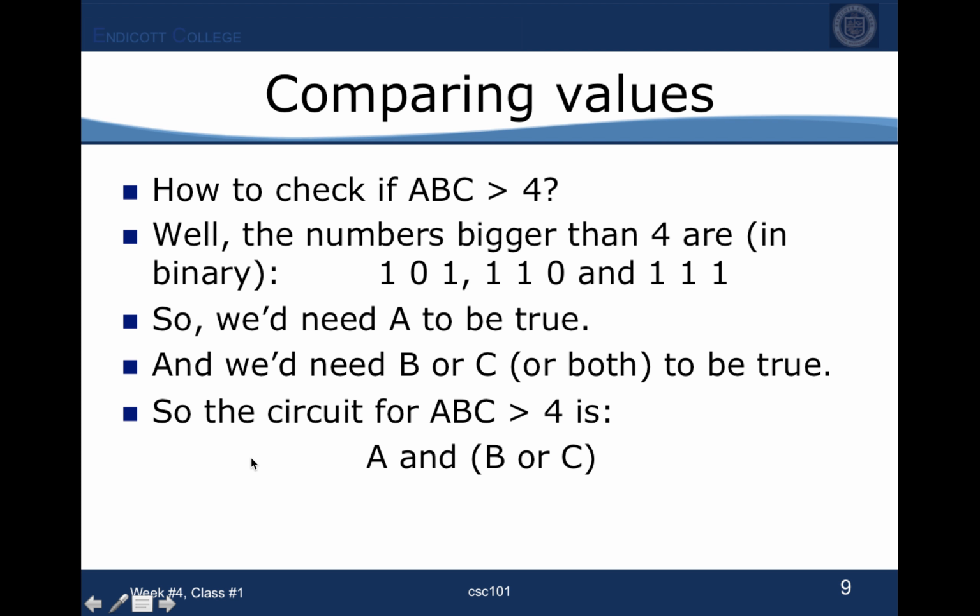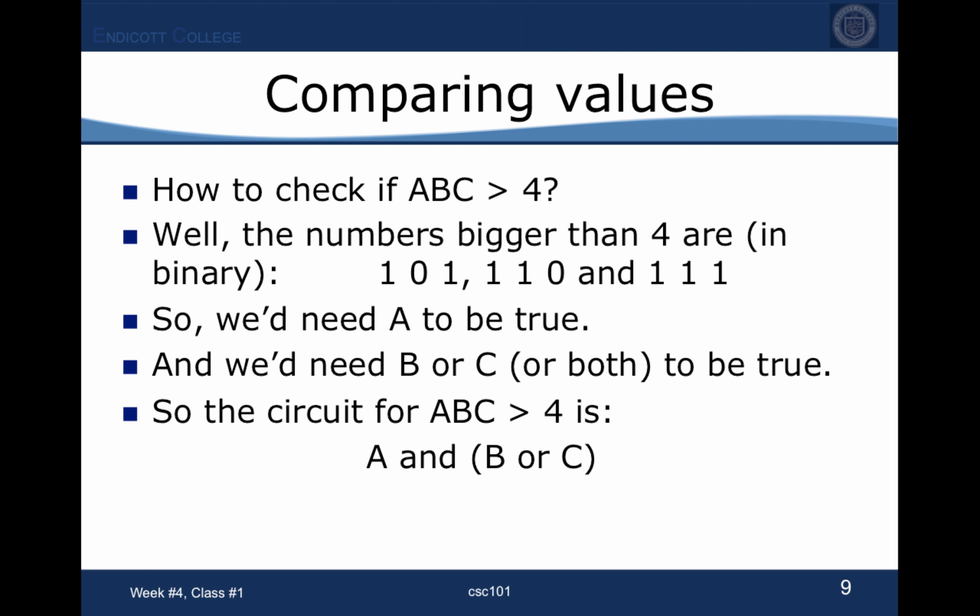So I think the circuit for is ABC bigger than 4 is just right here. You need A to be true. So when should this be true? When A is true and when B or C is true. All right, so I think that should do it.